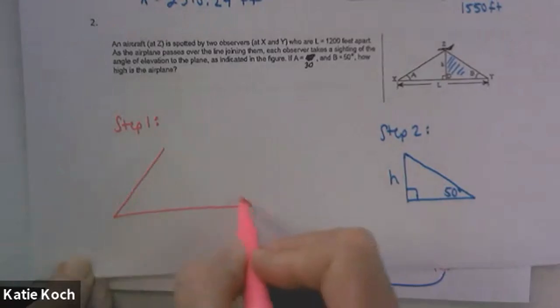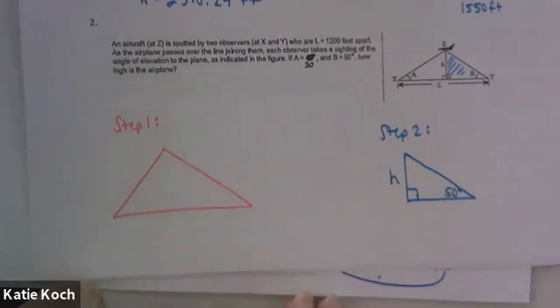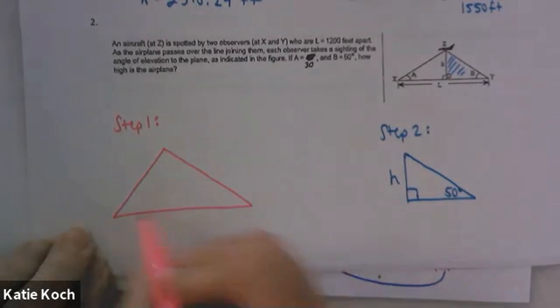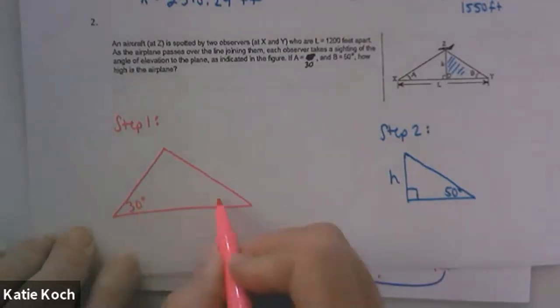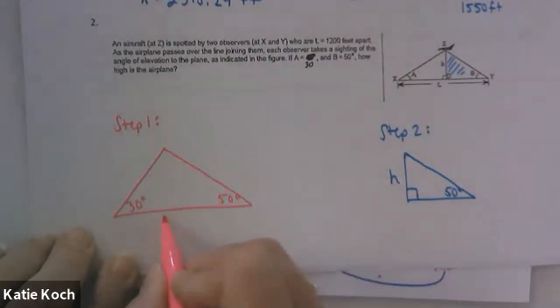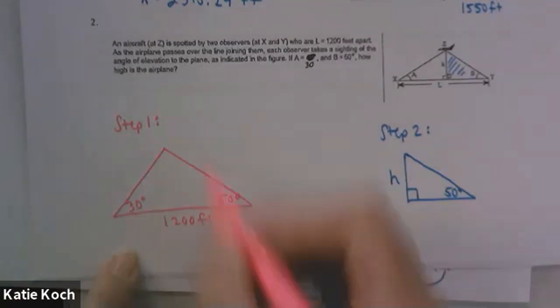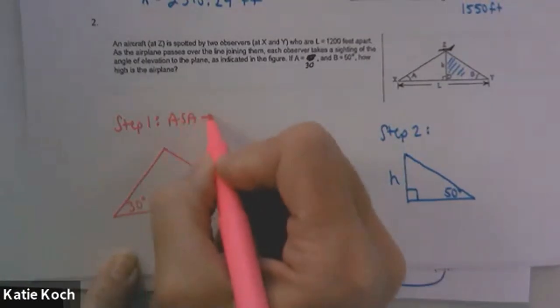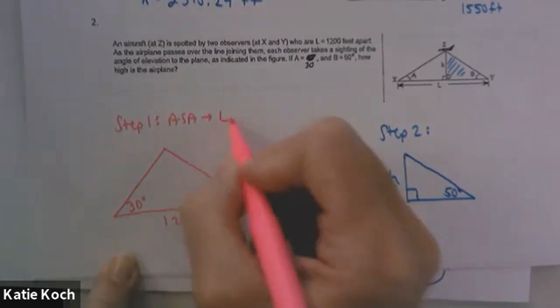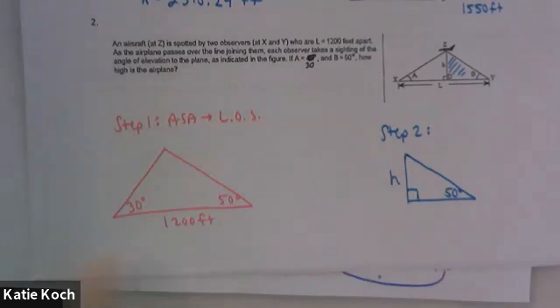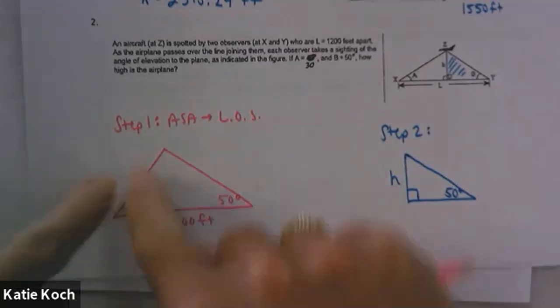Let me get started with my oblique triangle. Nothing special about it. But I do know that this angle is 30, and I do know that this angle is 50, and they told me that this side was 1,200 feet. So step 1, I'm looking at angle, side, angle again, which makes my brain say, oh, we definitely should use the law of sines. Angle, side, angle, let's use the law of sines. Now, it doesn't matter. Do you want to find the piece on the left side?